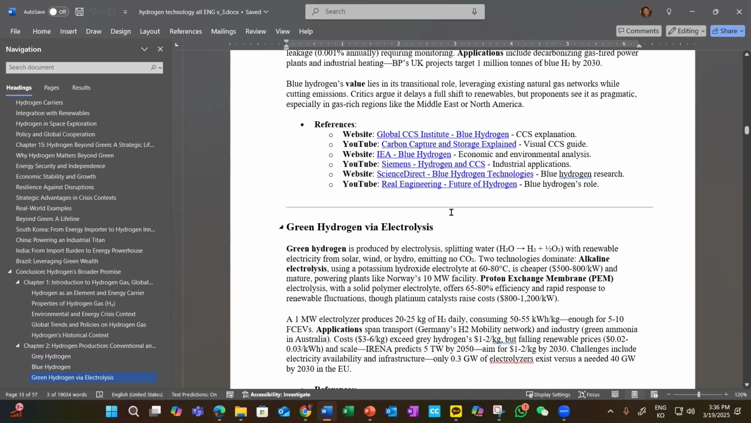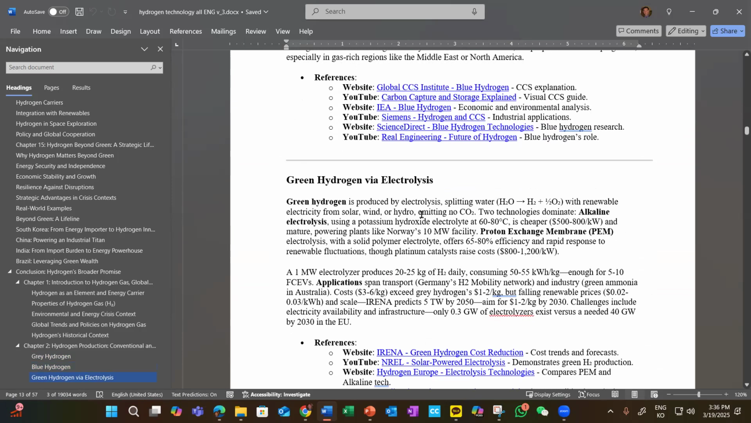And then there's green hydrogen. Green hydrogen is, as I reviewed, the methodology called electrolysis. So water can be converted into H2 and oxygen.